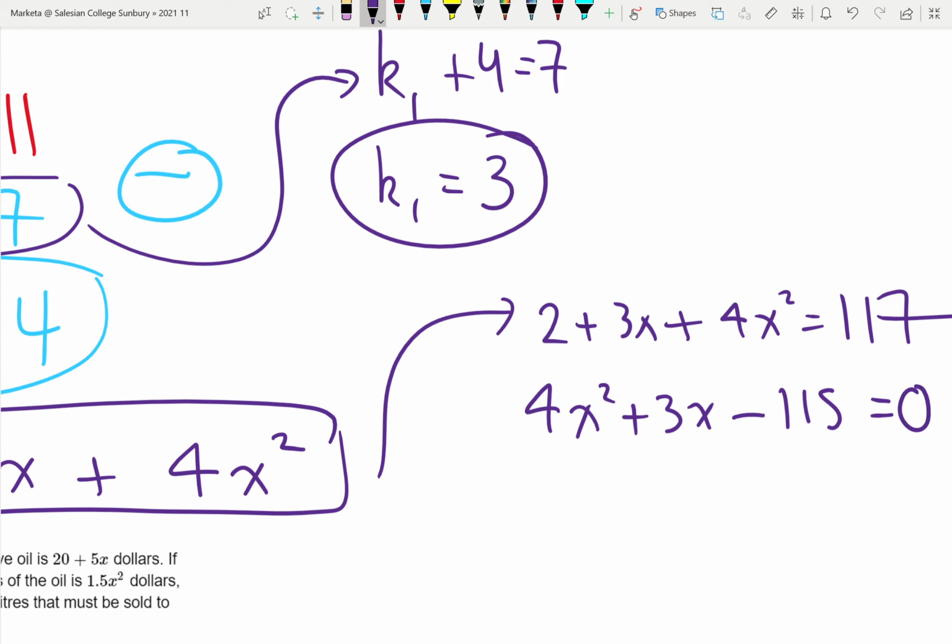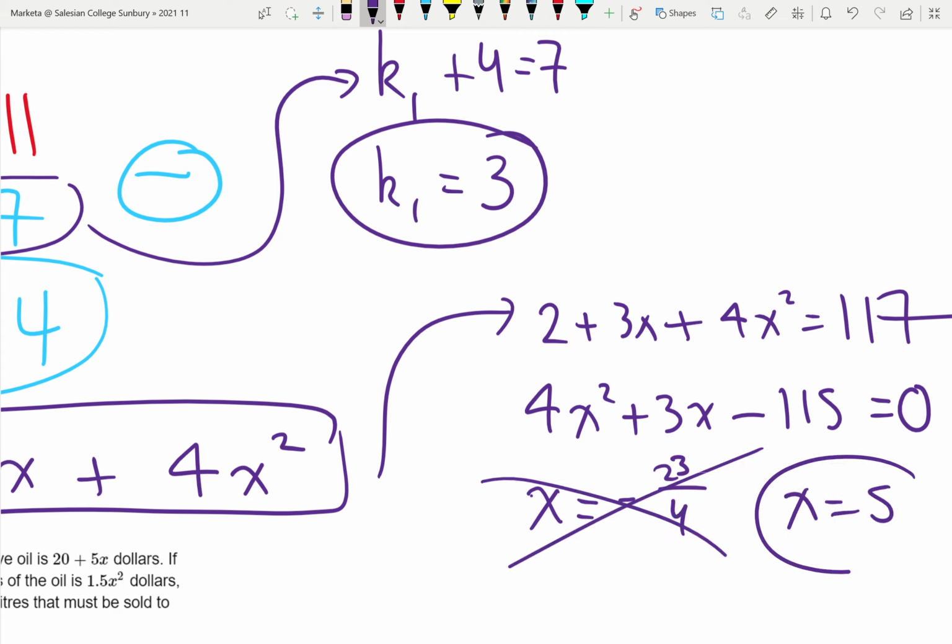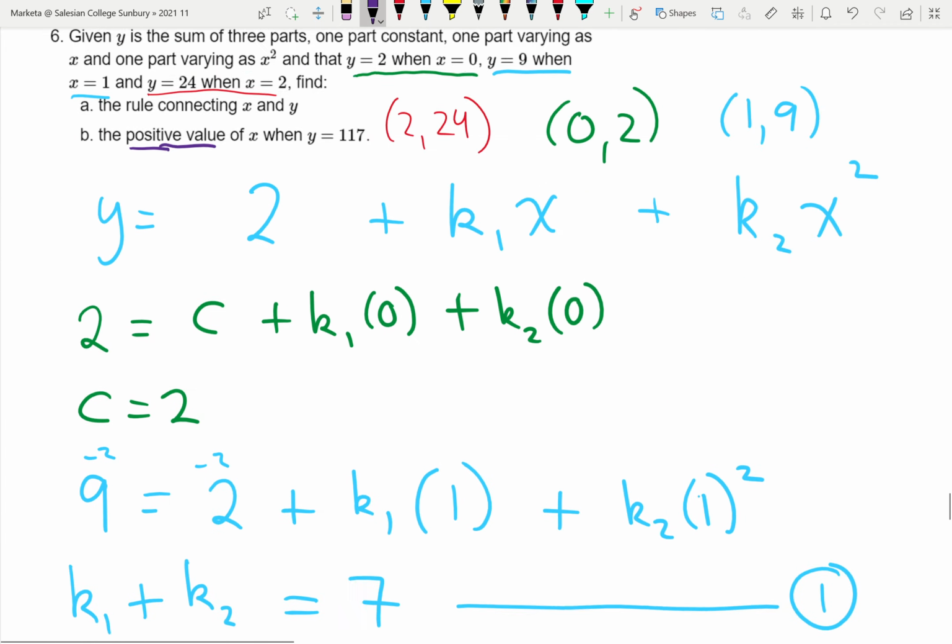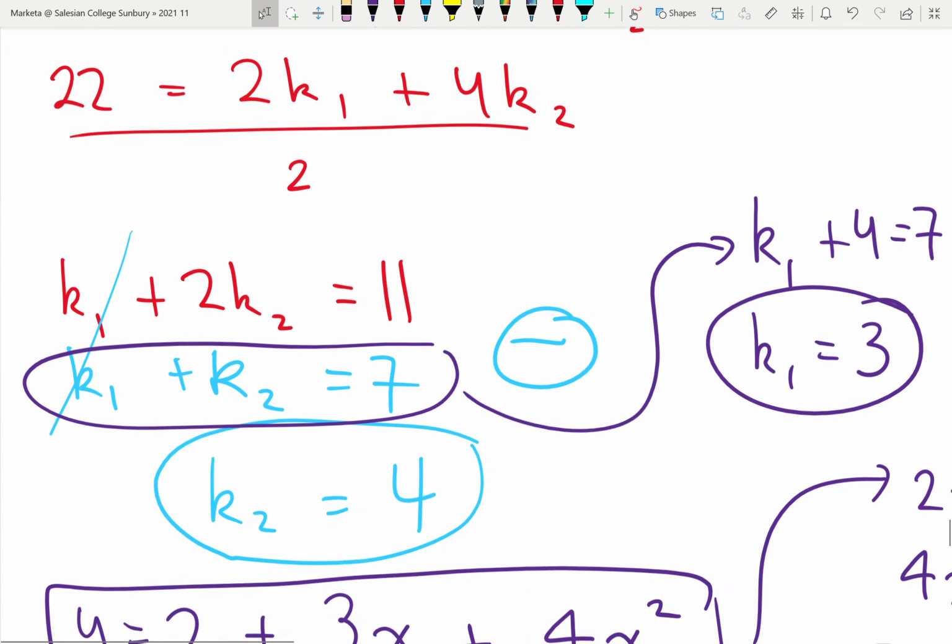So you can solve this on CAS, and what we get is that x equals negative 23 on 4 and x equals 5. And we can reject the negative because we are looking for the value of x that is positive. So that would be our final answer for that part. So let's just check, I think that's all of it. Yes. Right, let's move on.